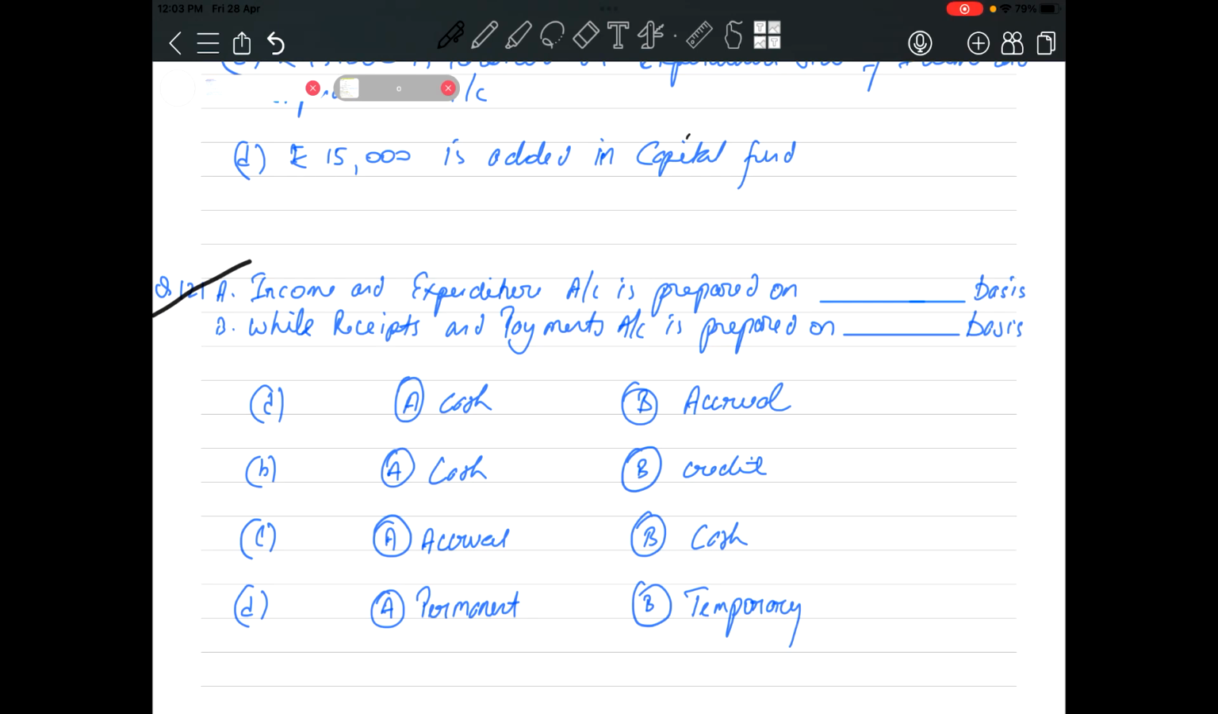I don't have to see the options for this type of question. You'll simply answer it. Income and expenditure account is prepared on accrual basis, and receipt and payment account is prepared on cash basis. We know this. Cash basis and accrual basis. See, the option will be C.